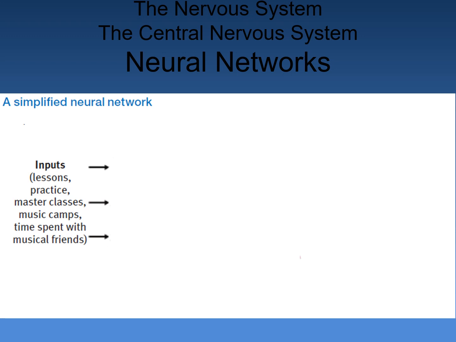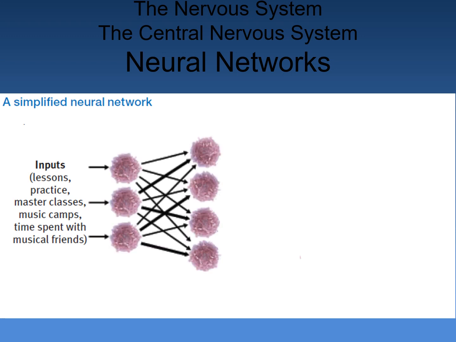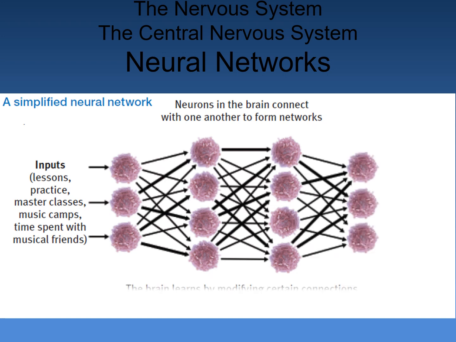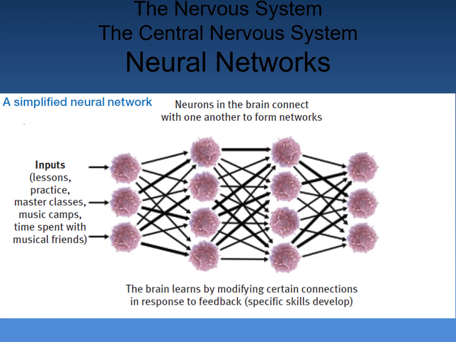So inputs come in to the central nervous system. They're connected to many different pathways. And then connected to even more pathways, which the brain learns by modifying certain connections in response to feedback. Which leads to output, such as playing an instrument and making beautiful music.